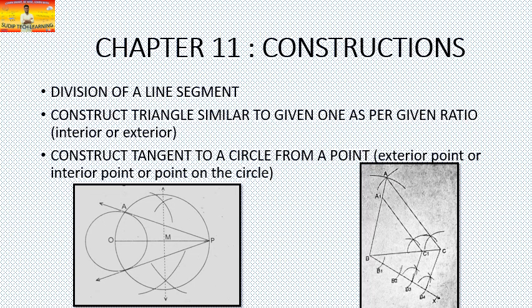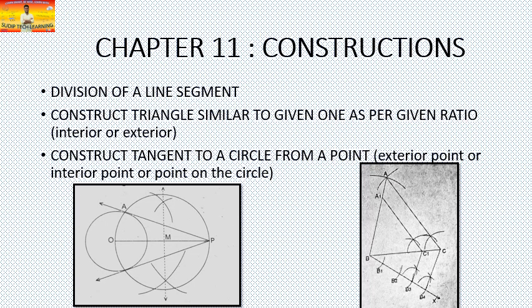Then the third thing is construct a tangent to a circle. Now this is another construction, for a circle. You have to draw a circle and draw a tangent to that circle. Okay, now this tangent drawing to a circle can also be of three types. Exterior, from a point which is at the exterior.